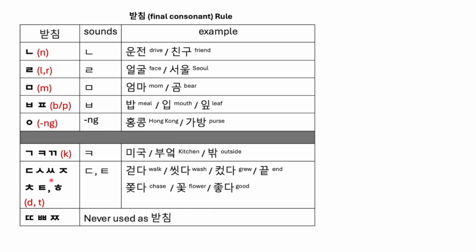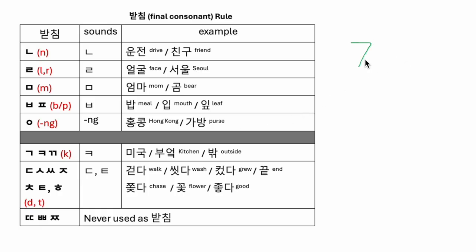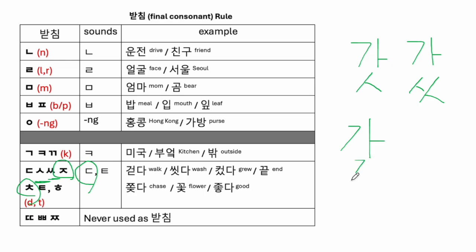So let's try this. If I put 가 and then ㅅ sound, or if I put 가 and then double ㅆ sound, like here, it's still 곧. Same thing. And then if we put ㅈ or ㅊ, it's still 곧. So that is something you just have to memorize. Everything is 곧.